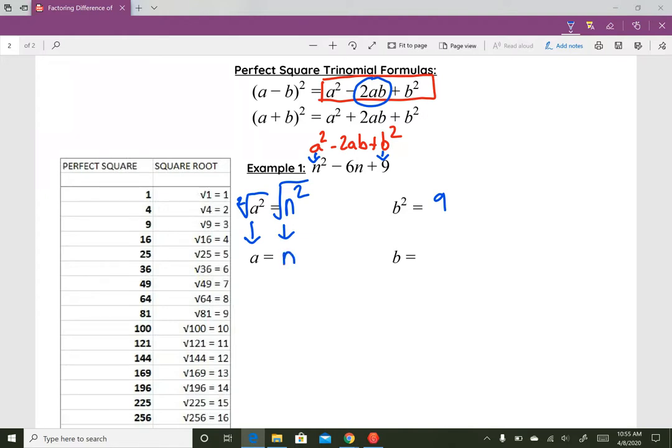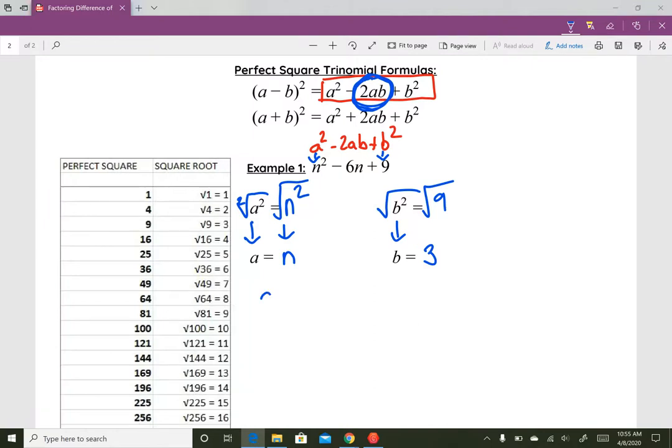So now we've figured out our a. For b squared, again I'm going to take the square root of it. If I take the square root of a variable squared, or b squared, it just becomes b outside the radical, with an exponent of 1. I'm also going to take the square root of 9, which is just 3. So now I've figured out what a and b are. The reason I'm saying all we care about is the 2ab is because we were already given a squared and b squared. What we have to figure out is the 2ab part.